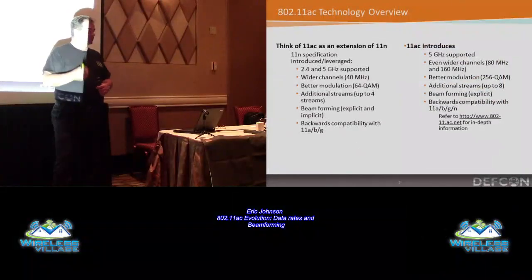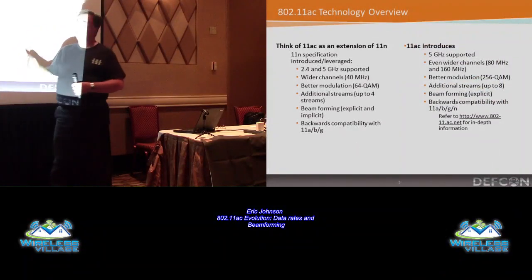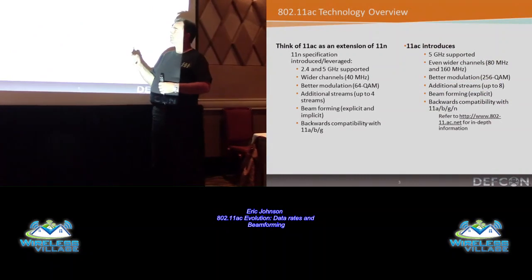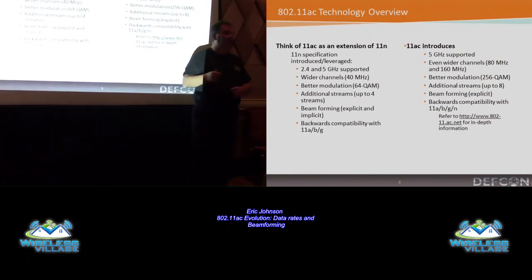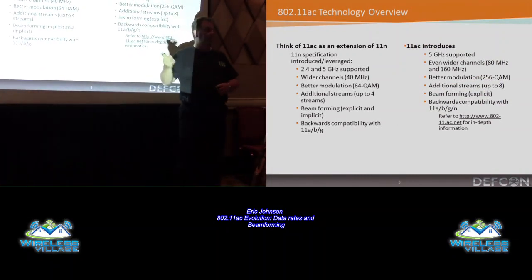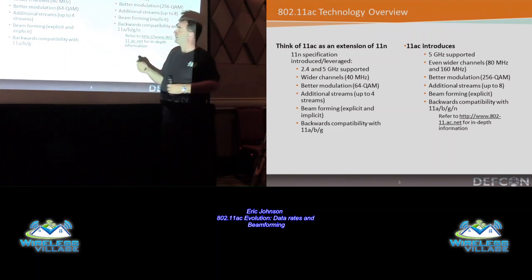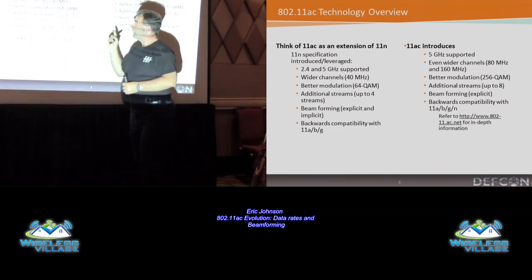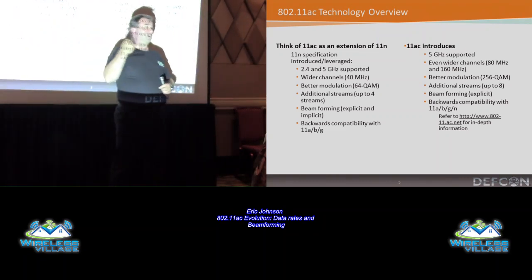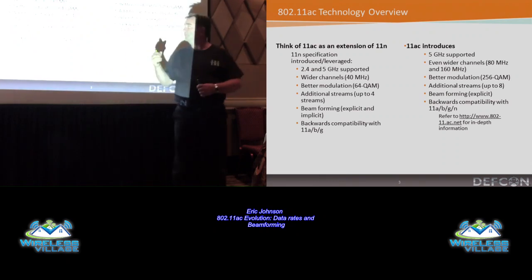11N, of course, was supported on 2.4 and 5 gig. It brought 40 megahertz channels, which was an extension. There was actually some physical layer stuff that had to happen. Some of the old radio technologies that were used, the 11A and B, stopped working because of the fact that we had multiple channel bandwidths. We introduced 64 QAM. I'm going to talk about what QAM is today as I go through this.